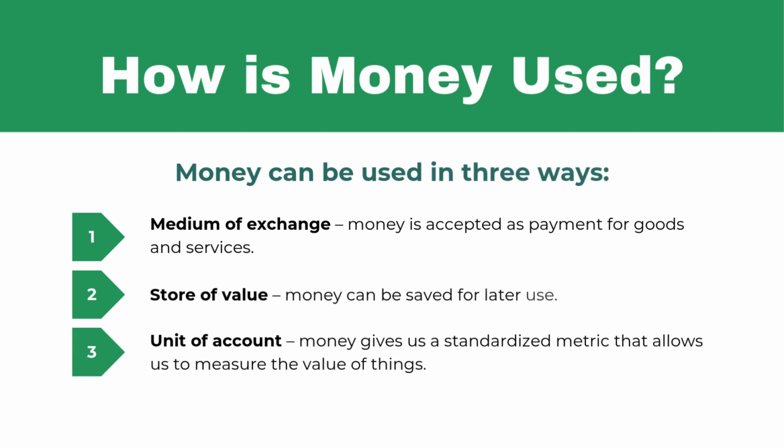How is money used? Money can be used in three ways. Medium of exchange. Money is accepted as payment for goods and services. Store of value. Money can be saved for later use. Unit of account. Money gives us a standardized metric that allows us to measure the value of things.